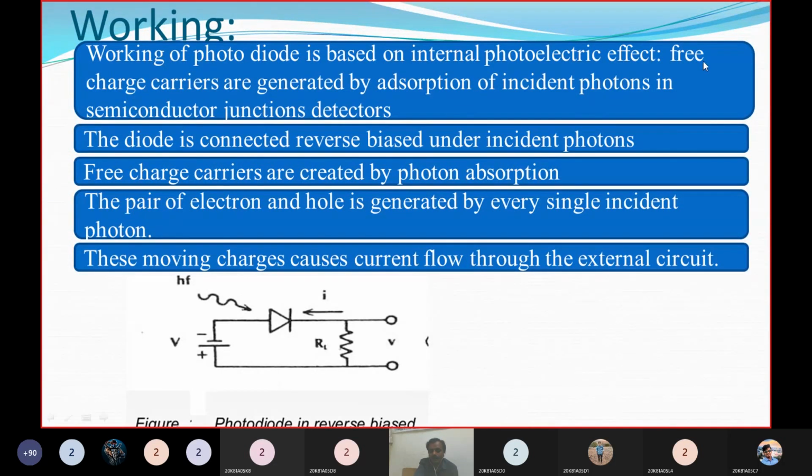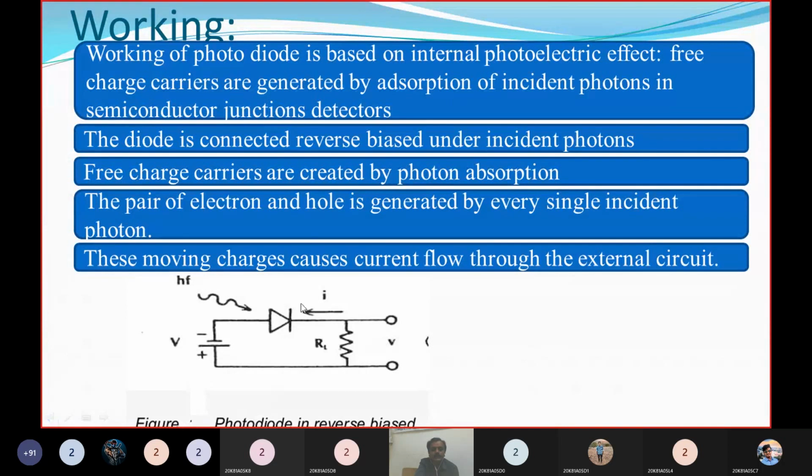What is the definition of the internal photoelectric effect? Free charge carriers are generated by absorption of incident photons in semiconductor detectors. When light is incident on the semiconducting material, what happens? Already we discussed that covalent bonds will break. Because of that breaking of covalent bonds, electron-hole pairs will be generated. Electrons move to the conduction band and holes will be present in the valence band. So these are the charge carriers, and they move freely inside the material.